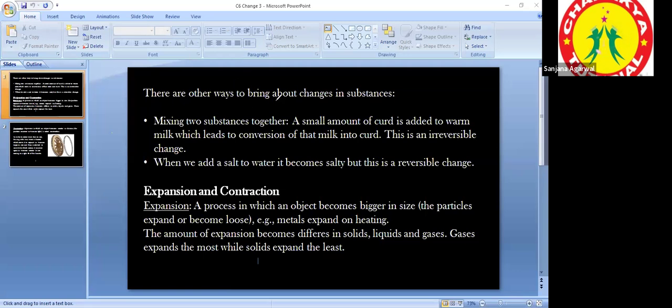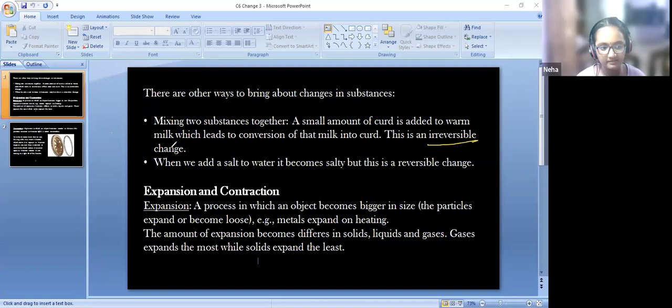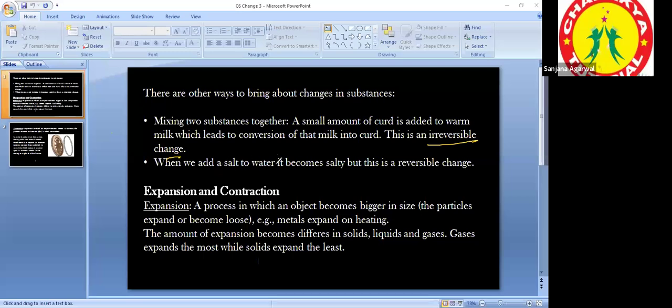Now, there are other ways to bring about changes in substances. Mixing two substances together, like a small amount of curd is added to warm milk, leads to conversion of that milk into curd. This change is an irreversible change. And when we add salt to water, it becomes salty. But this is a reversible change. Just two simple examples of how we can bring about changes in substances.